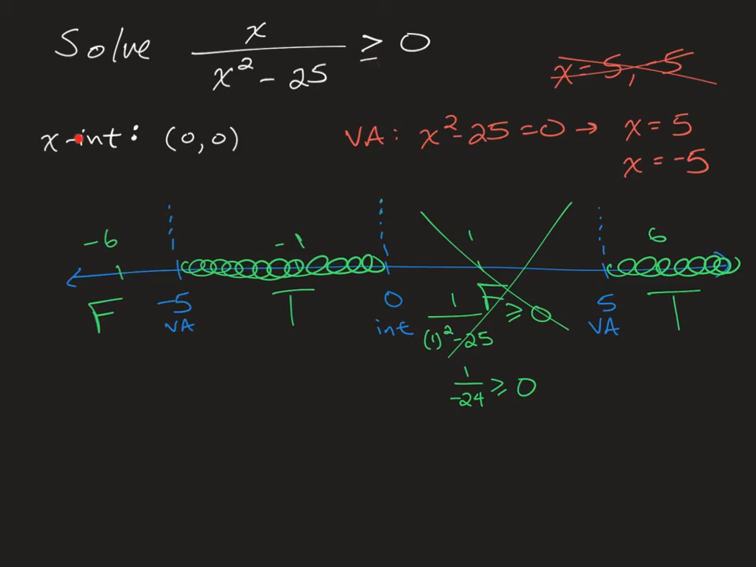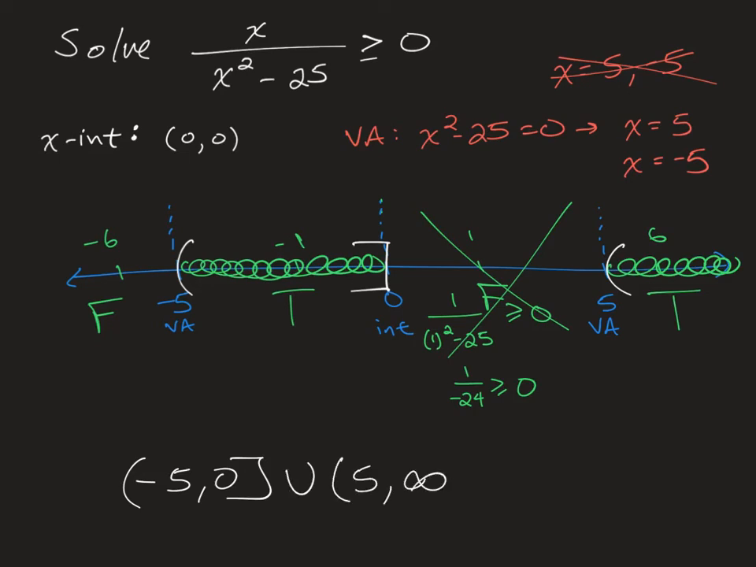The equal to only applies to x-intercepts. So this particular x-intercept here will be equal to. Any vertical asymptotes are always going to have parentheses. So your answer here is negative 5 to 0, union 5 to infinity. I know those last couple examples were quick, but it's just a lot of calculations that I know you can do. I have confidence in you that you can make those little calculations and then compare it to the number 0.